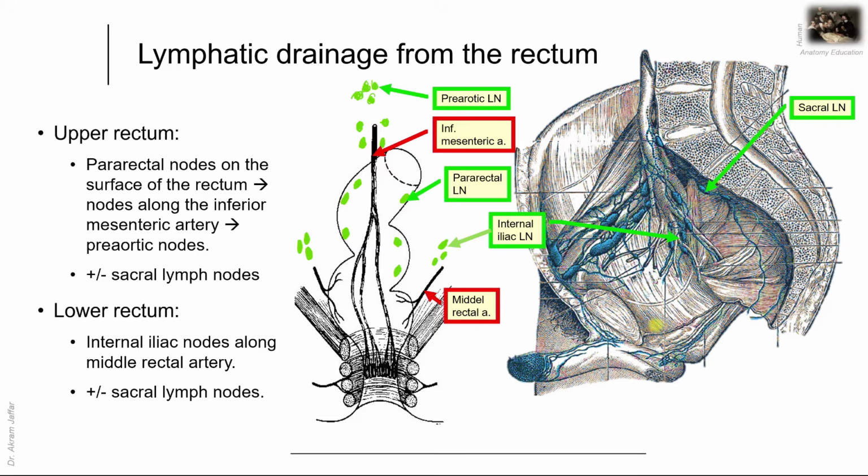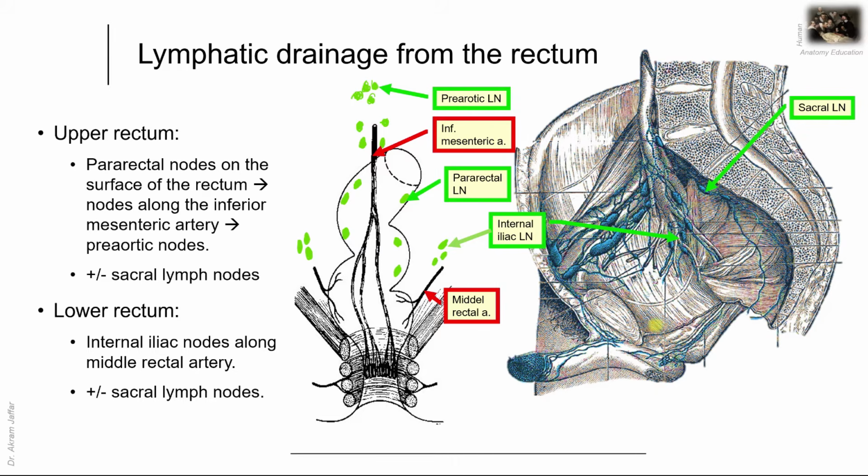However, some of them drain to the sacral lymph nodes and then to the internal iliac lymph nodes. The lower part of the rectum has lymphatic vessels that accompany the middle rectal artery, which is a branch of the internal iliac artery, and so the lymphatics will drain to the internal iliac lymph nodes, as well as some of them might drain to the sacral lymph nodes that ultimately drain to the internal iliac lymph nodes.